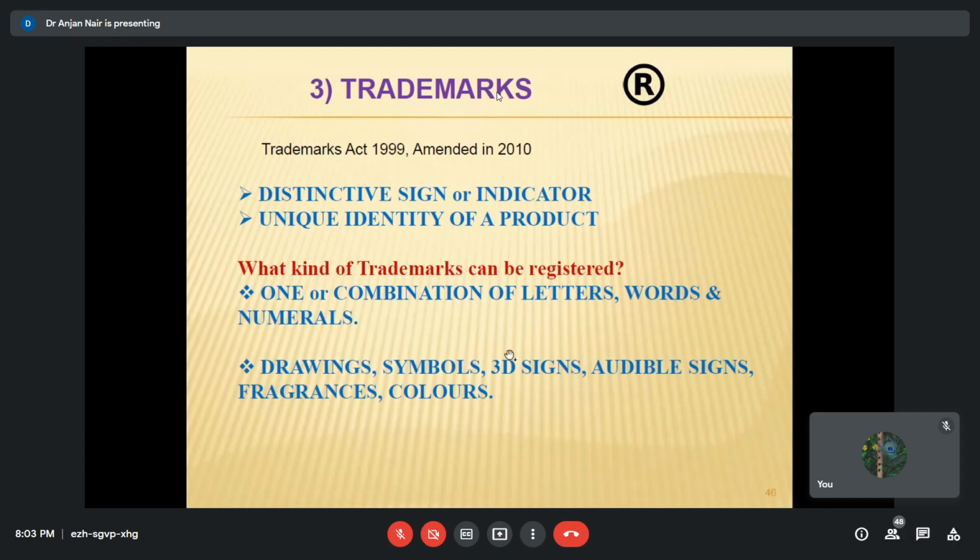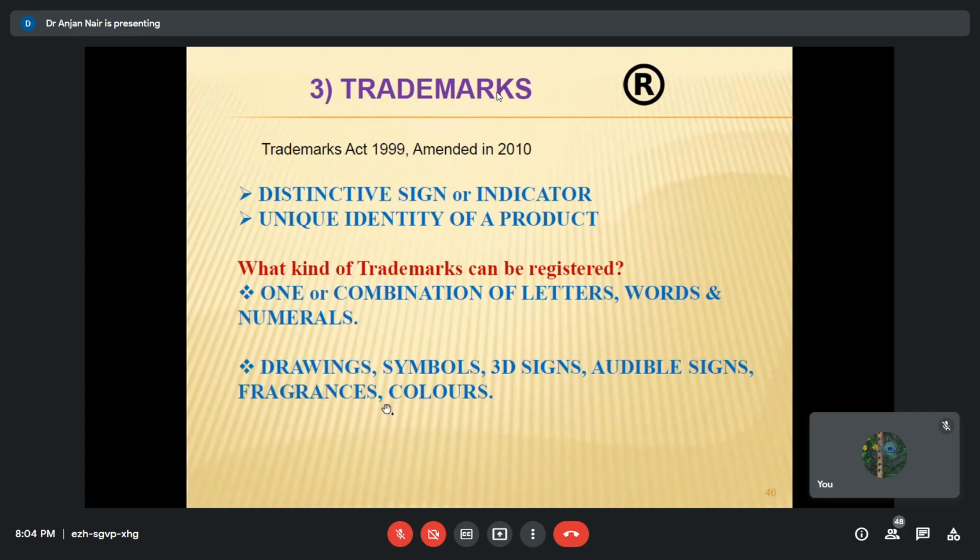The third IP is trademark. As I told you, many of you might be starting some company, so you need to have a trademark. So what is a trademark? A distinctive sign or indicator to give a unique identity to a product. It could be one or a combination of letters, words, or numerals. It could be drawings, symbols, 3D signs, audible signs, fragrance, colors, all this kind of thing.